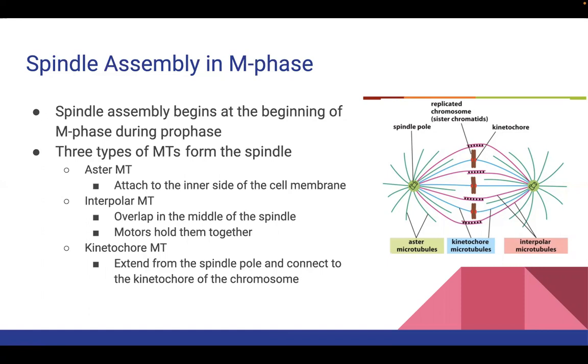So for aster microtubules, they attach to the inner side of the cell membrane, seen in the green on the picture on the right. Interpolar microtubules overlap in the middle of the spindle. The motors hold these microtubules together, seen in the pink and the little black dots in the middle of this picture. And the kinetochore microtubules extend from the spindle poles and connect at the kinetochore of the chromosome, shown in the blue, which connects to this little red part of the chromosome.